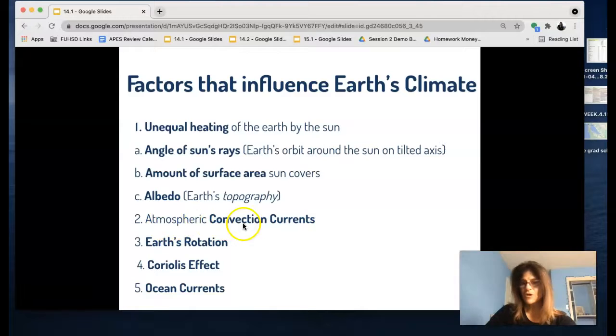A second factor are convection currents, and those are influenced by the Earth's rotation on its axis and a phenomenon called the Coriolis effect. And then all of these factors influence ocean current patterns.